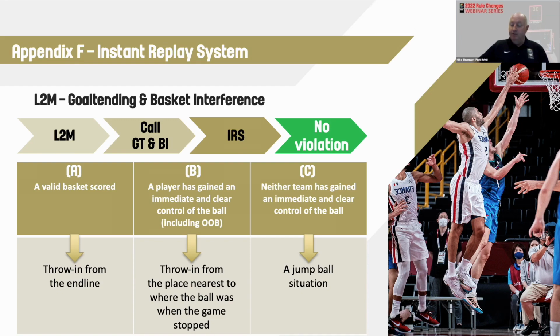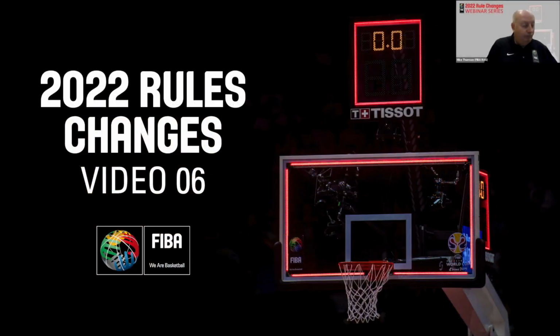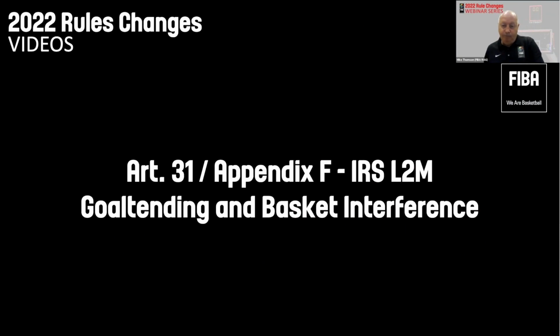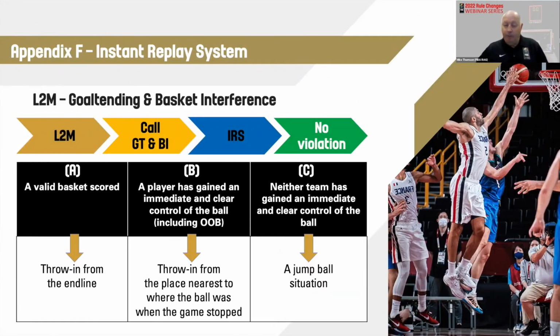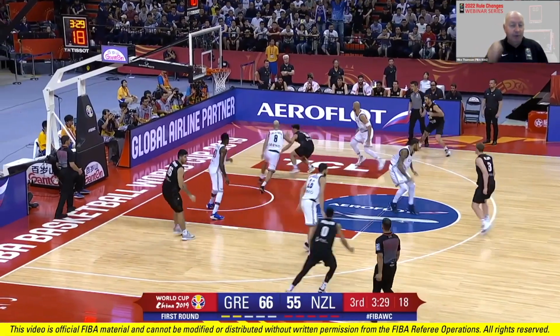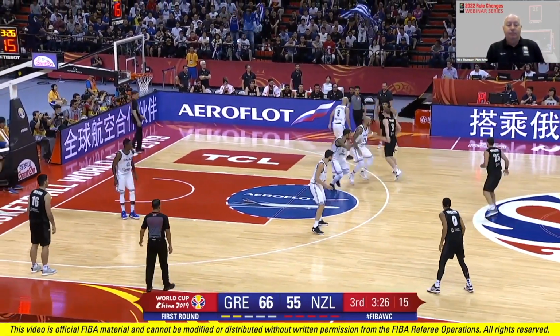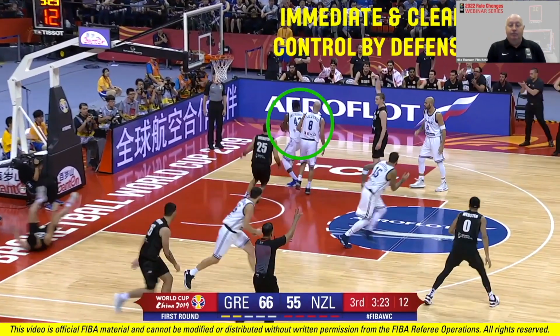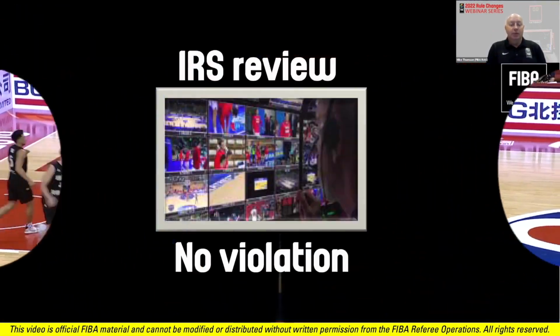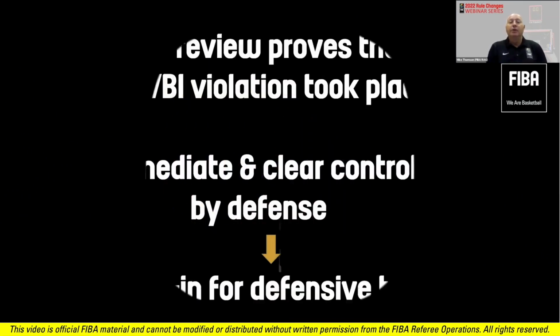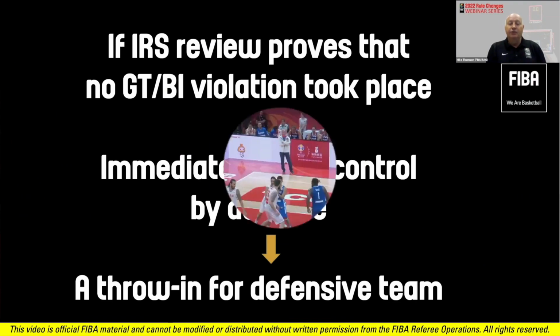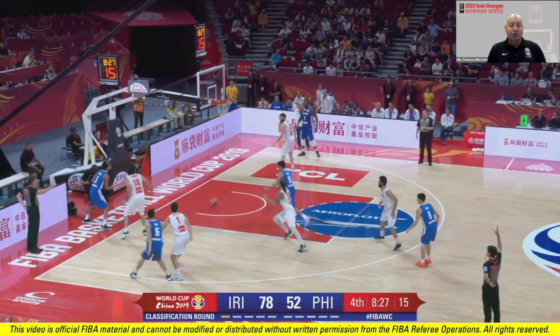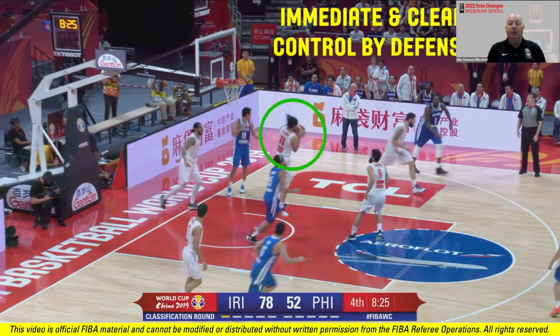Let's have a look at a series of 3 videos that show each of those scenarios. So again, repeating our slides, our three options. So here we have clear control by the defensive player. On these videos, please ignore the time in the game and understand they're to demonstrate that these are all last 2-minute situations where a goaltending or basket interference is called.